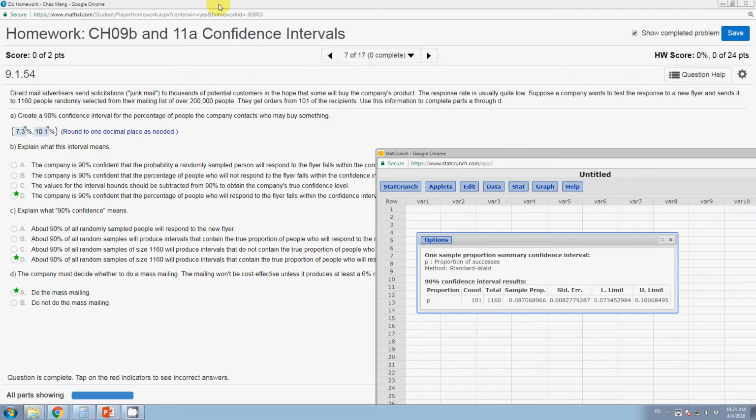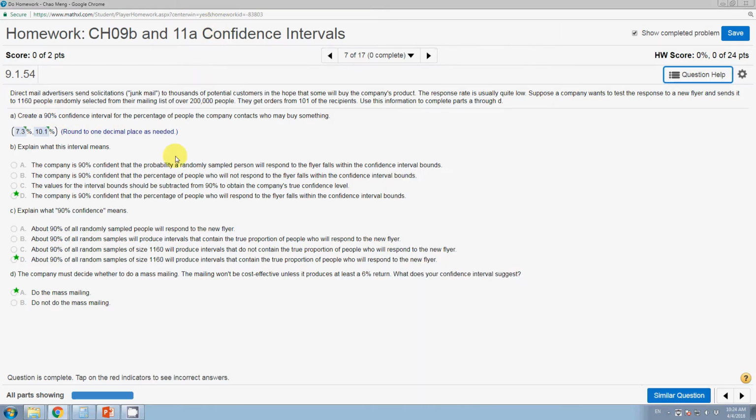And part B, what does the confidence interval mean? There are three elements that you have to mention. The first one is to mention the confidence level. In this case, it's 90%. You have to mention this 90%. The second one is to mention the population parameter. Be careful, you need to mention the population parameter, not the sample. In this case, the population parameter that they want to study is the proportion of people who will respond to the flyer or who will purchase their product.